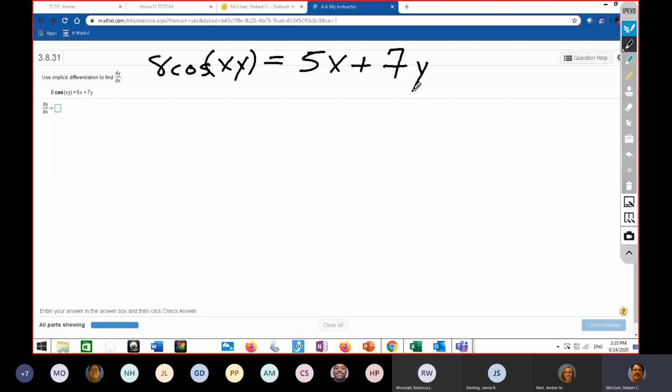Now, the derivative of the cosine is the negative sine. So I'm going to rewrite this first. So that's going to be negative 8, and I'm just going to put in parentheses, negative sine of (xy). So all I did was take the derivative of the cosine. That's all I did. Now I've got to take the derivative of the xy. So I'm going to put that in yellow.